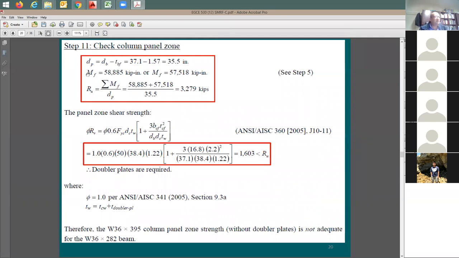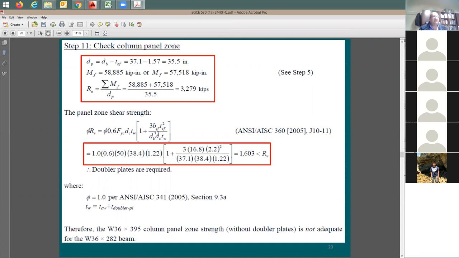So you have the moment at the face of the column, you divide by the depth, which is from the center of the flange to the center of the flange, right? And then with that, you get the demand. So the demand shear that you have in the panel zone is going to be equal to that value, right? And in this case, of course, you're going to have some measure of Mf.